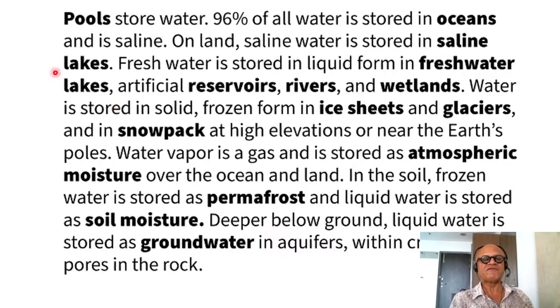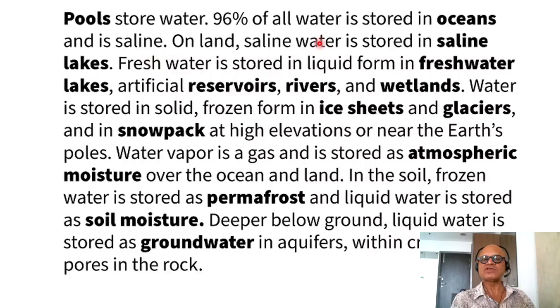So to define a few things: pools of water, or reservoirs. Typically, whether it comes to carbon or water or any other greenhouse gas, we think of reservoir size and the fluxes between the different pools. So pools store water. In this case, 96% of all the water is stored in oceans and is saline. We've seen this in our basic oceanography course.